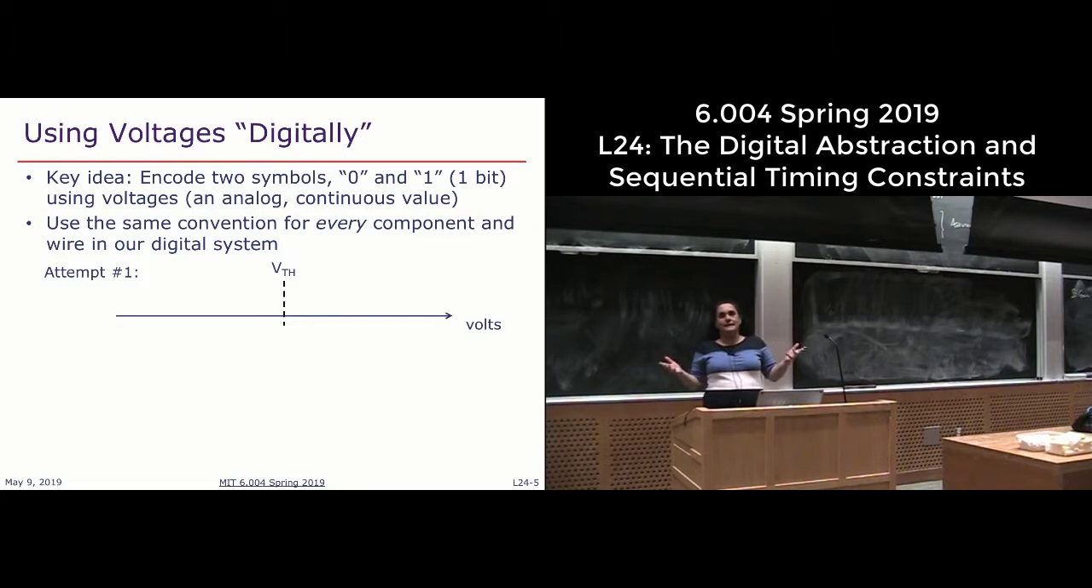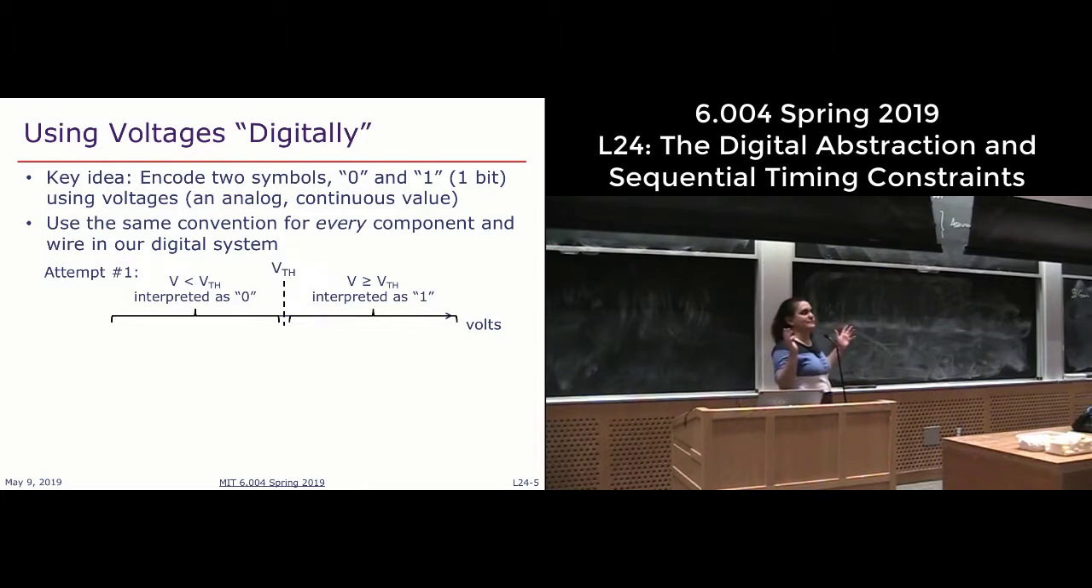Well, naively, our first attempt might be to say something like, let me just establish a threshold voltage, which is what we call VTH here, or V threshold. And I can just say that everything that's less than VTH is going to represent a 0, and everything that's greater than VTH is going to represent a 1. Sounds pretty simple, right? In reality, it's not quite so simple. Okay, so let's see why not.